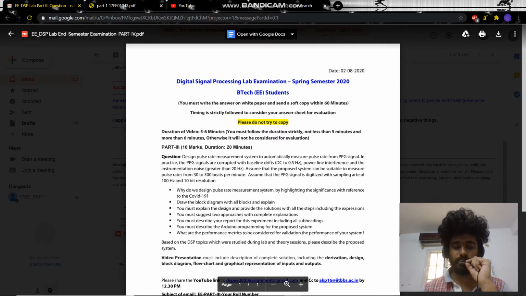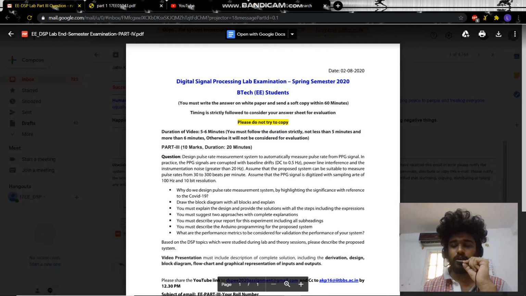What is a pulse rate? Pulse rate is the speed of the heartbeat, measured by the number of contractions of the heart per minute. The normal pulse rate is from 60 to 100 bpm. This is the pulse rate of a normal person.